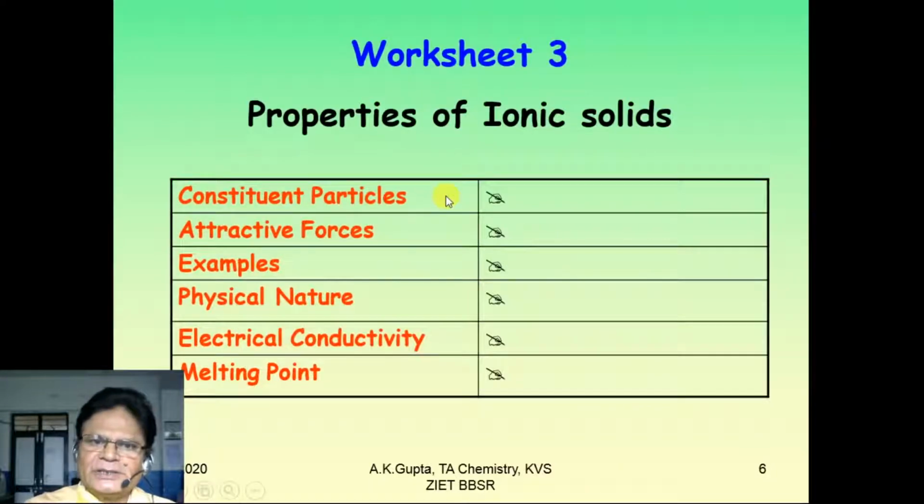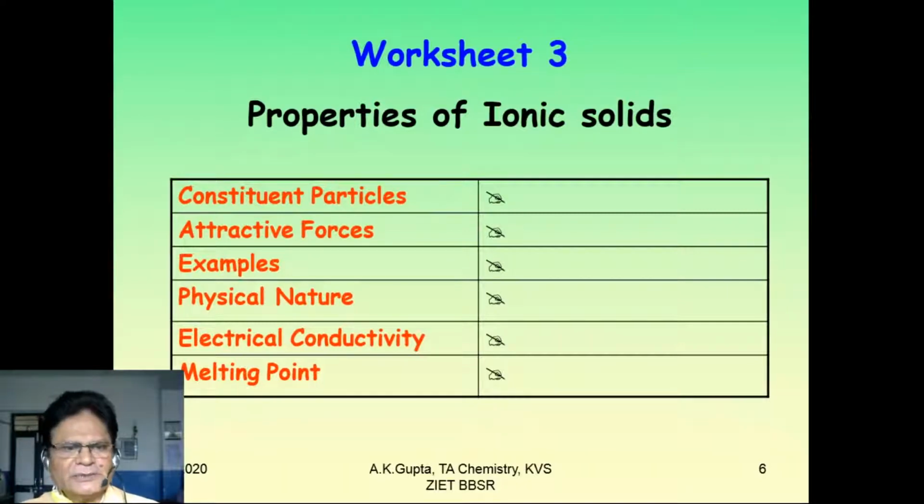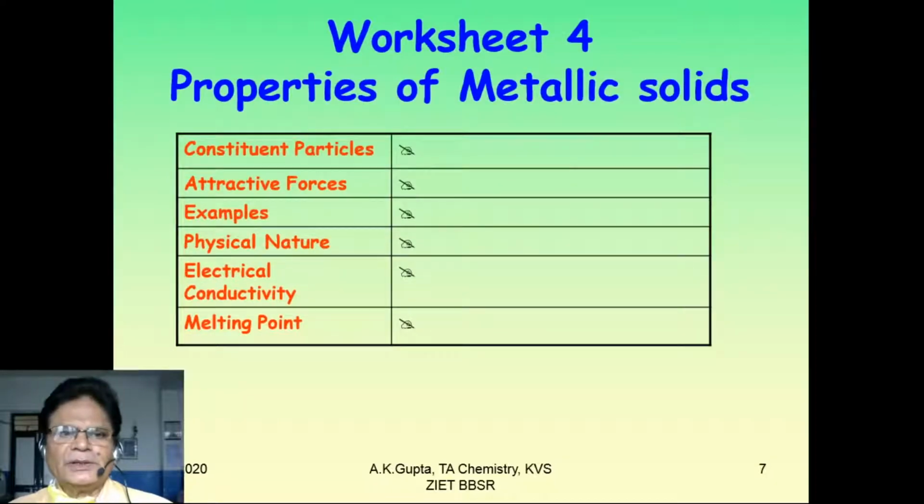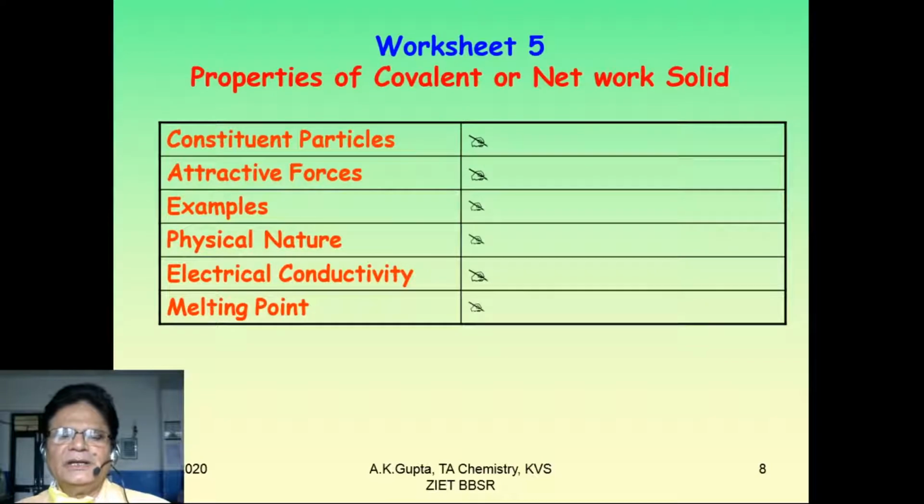Worksheet number 3 is about the properties of ionic solids: the constituent particles, attractive forces, example, physical nature, electrical conductivity and melting point of ionic solids. Worksheet number 4 is for the properties of metallic solids. Worksheet number 5 is about the properties of covalent or network solids. Again, the same parameters: constituent particles, attractive forces, example, physical nature, electrical conductivity and melting point.